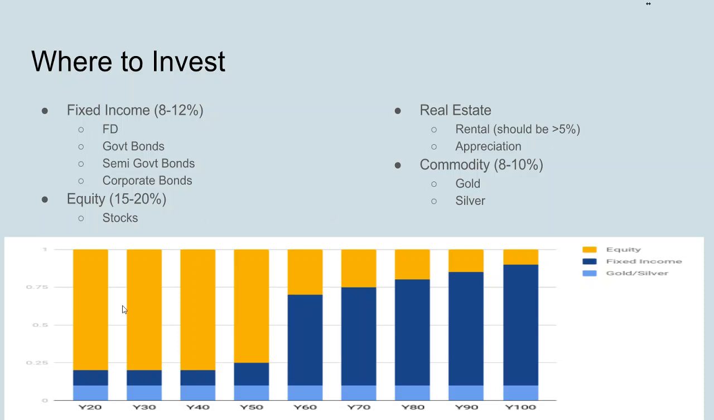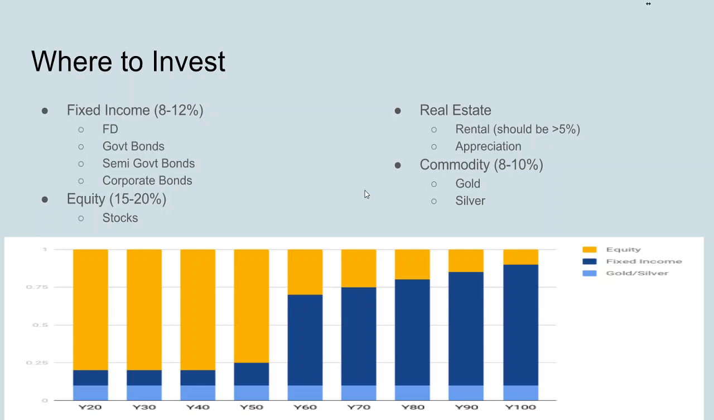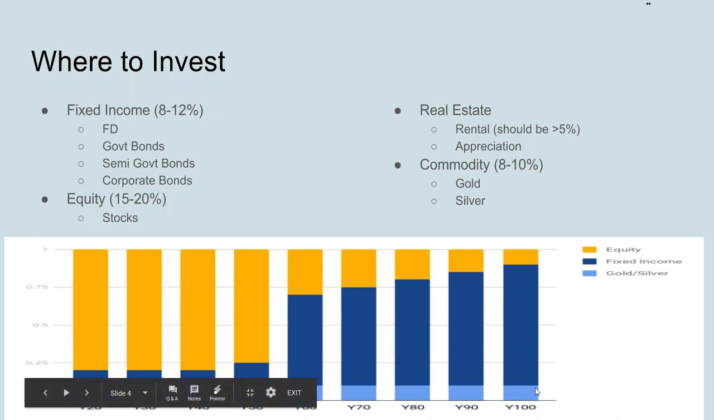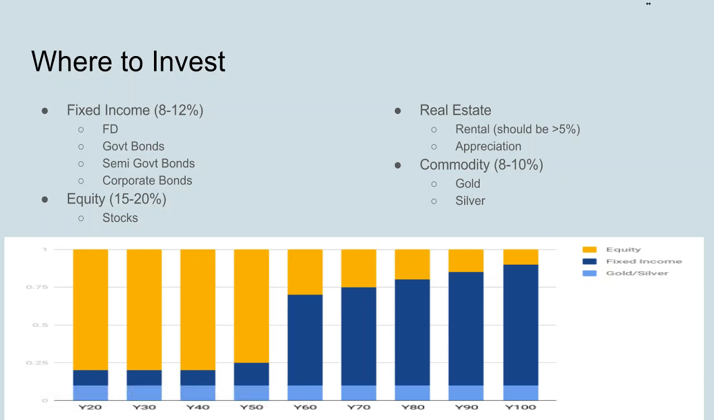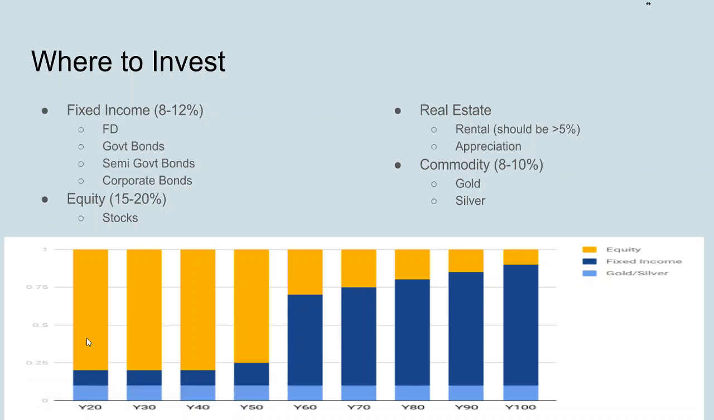The graph down talks about how your distribution of the wealth should be. So what I'm saying is invest about 5 to 10% in gold and silver. It's always better to have non-risky, stable return assets. And then in the first few years of your life, maybe the first 20, 30, 40 years of your career, you have no more than 10%, maximum 15% of the fixed income things, and the remaining you put in equity.